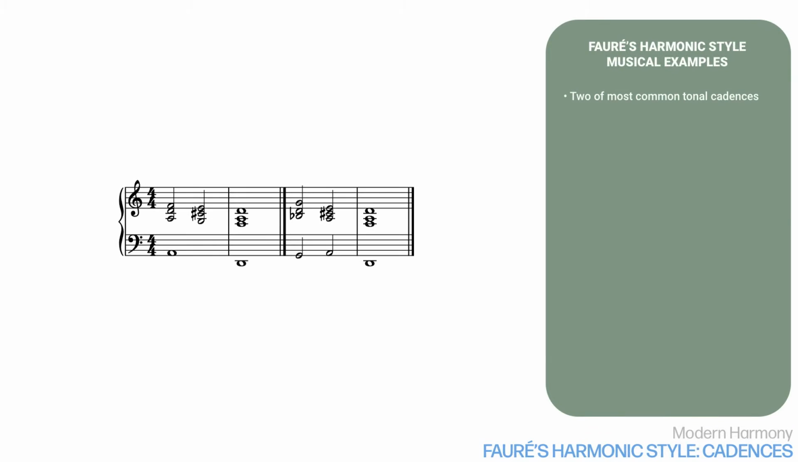Here are two of the most common tonal cadences. First one is 1-6-4-5-7-1. The second one is 4-5-1. These cadences, and some of their subvariants, end almost all the works in the classical canon of tonal music.